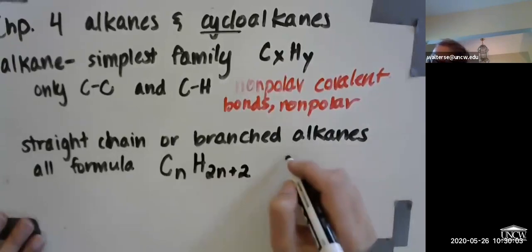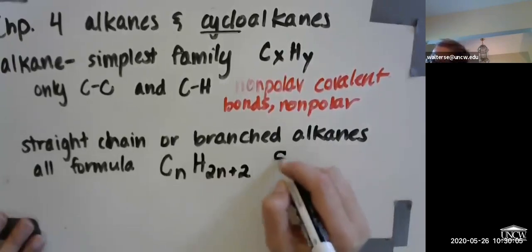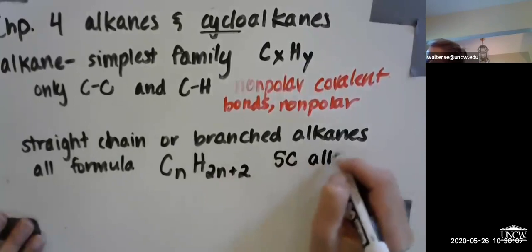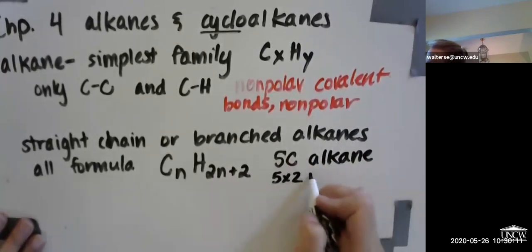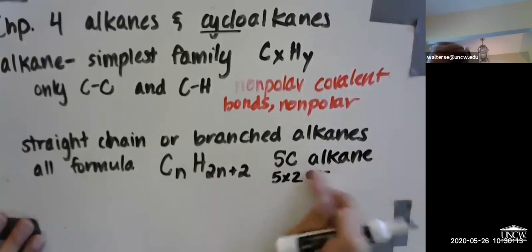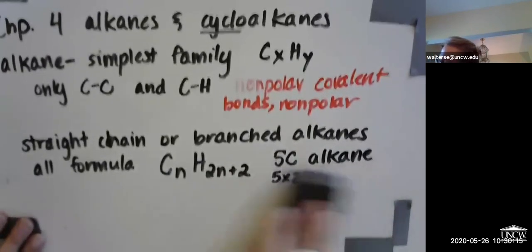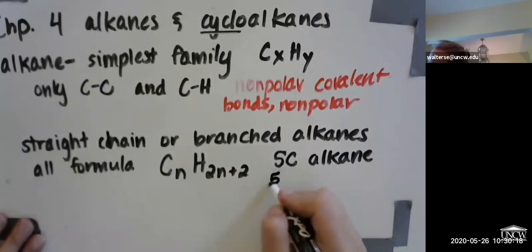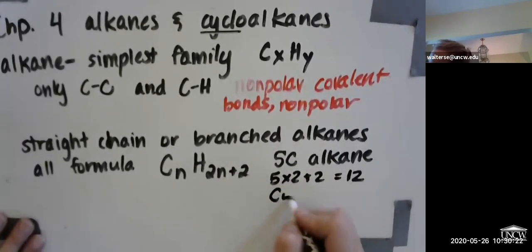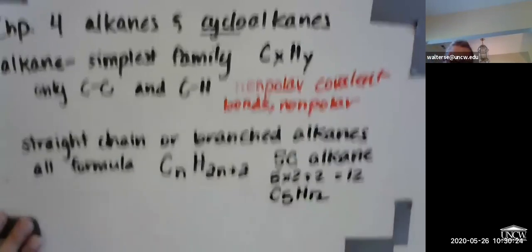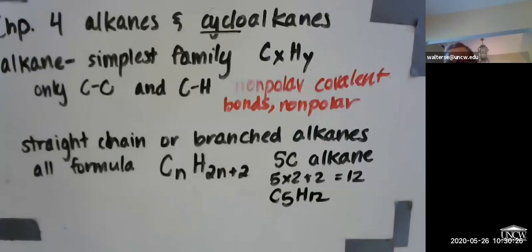Okay, so if you have a 5-carbon alkane, you would say 5 times 2 plus 2 is 12, so you would have C5H12. So you don't have to count necessarily all the little hidden hydrogens.